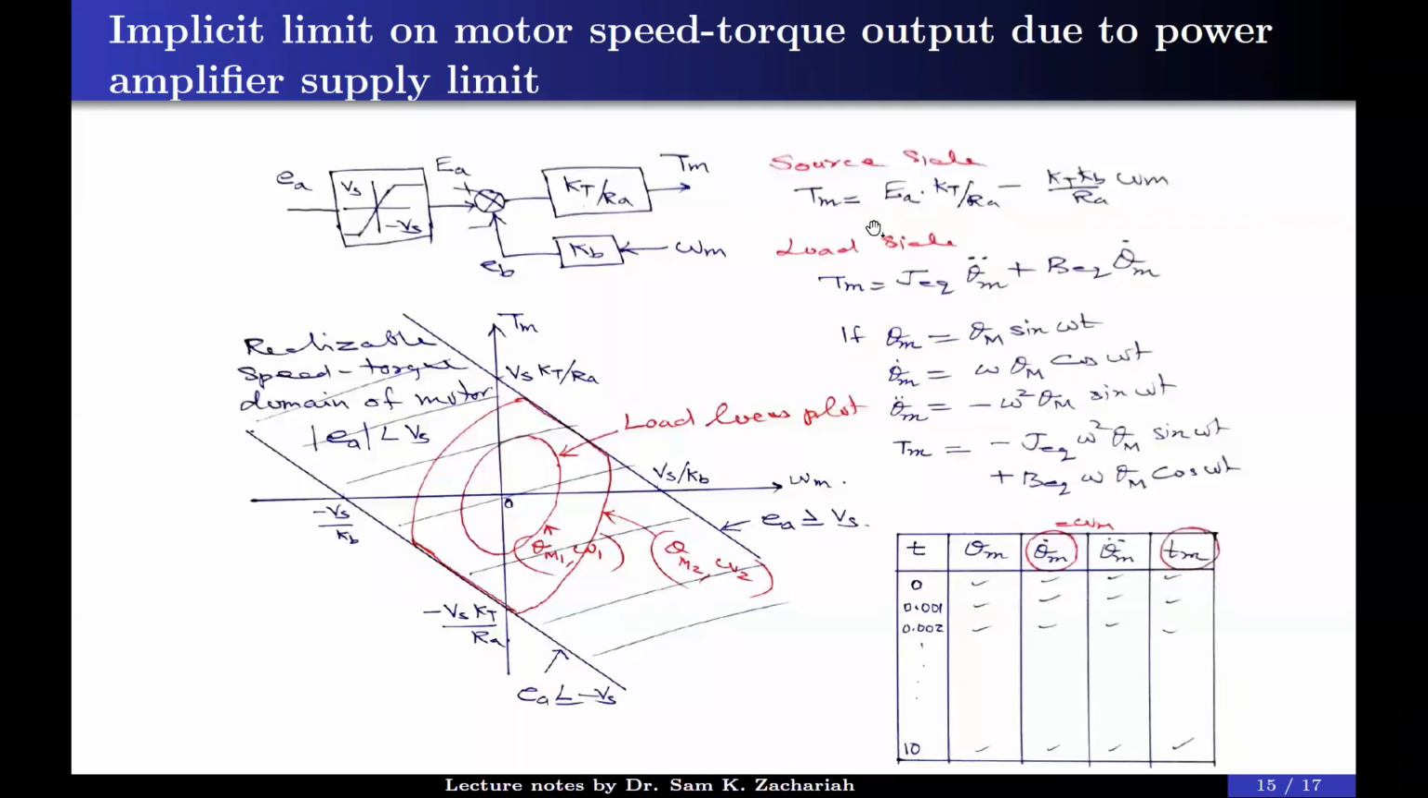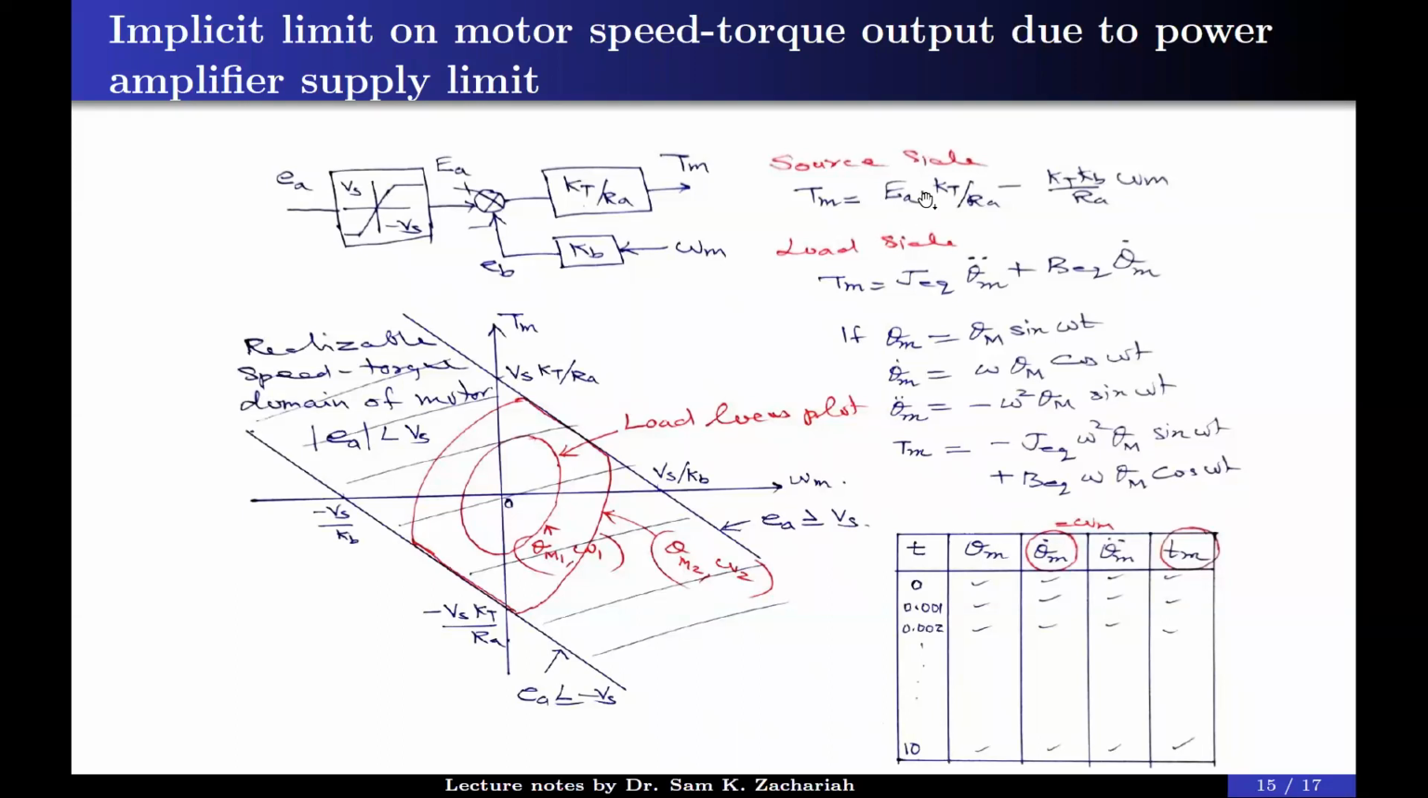Now come to this equation. This is the source side, that is the motor side. Tm is equal to EA into KT by RA minus KT KB by R into omega. This characteristic can be said to be the torque speed characteristic. Assume EA is a constant, then this entire first term is a constant. Minus KT KB by R is a constant. Omega is the variable. So for any particular omega m, you will get the corresponding Tm.